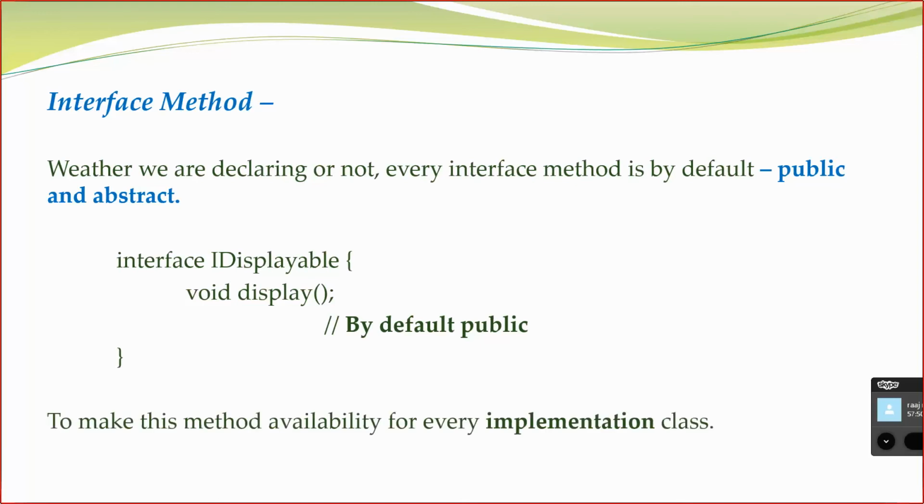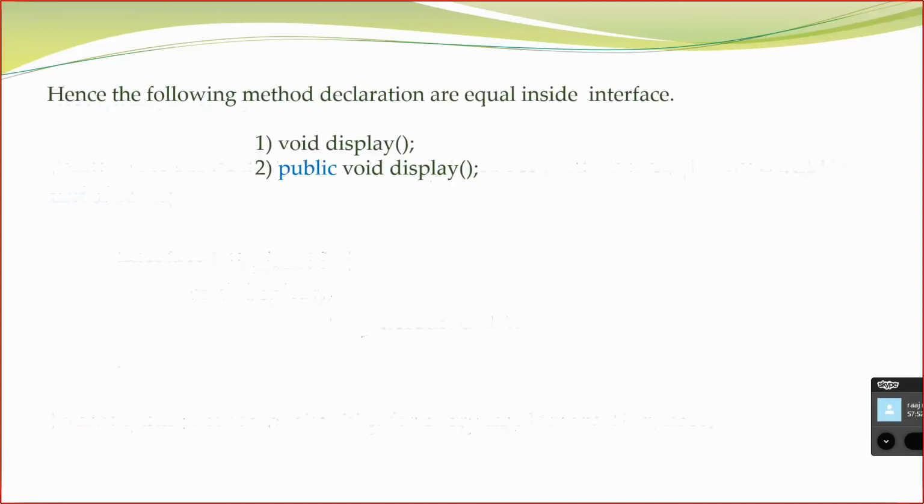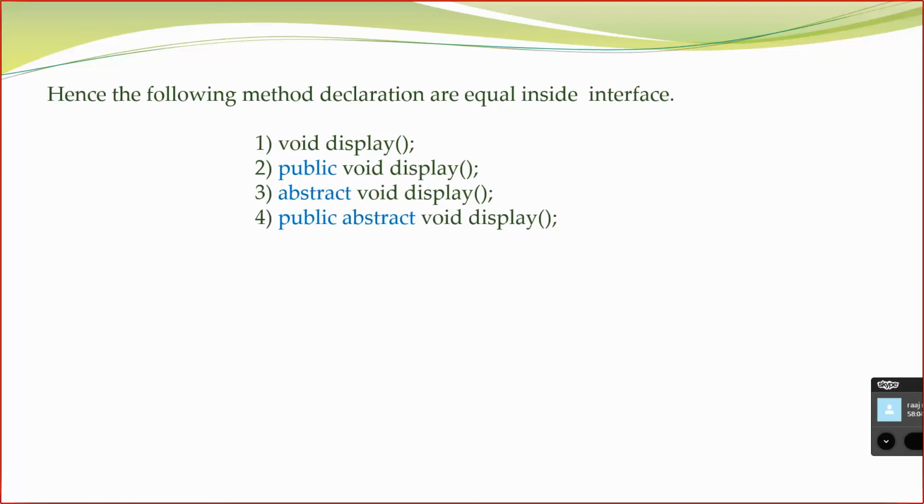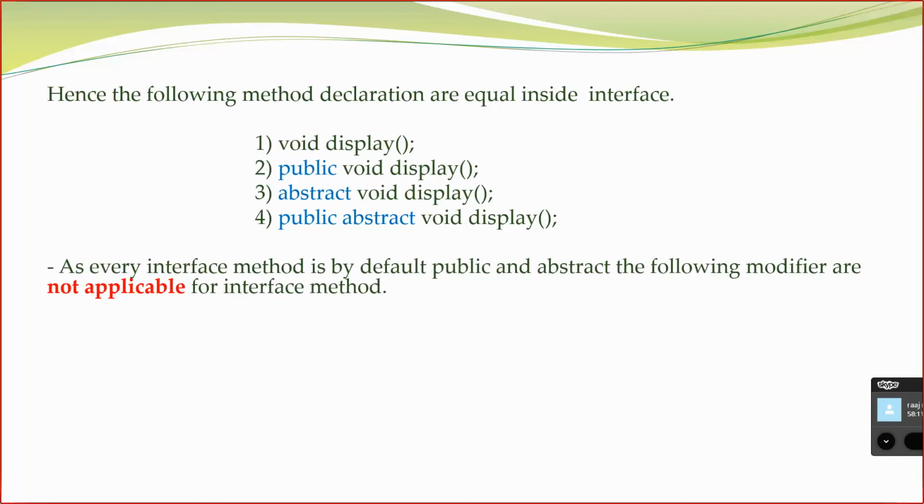So let's see what combinations we have. Suppose this is public, so I can write it this way. If I write void display, by default it is public and abstract. Suppose I write public, it's public abstract void display, right? And likewise, public abstract too. These are all correct behavior. It will not take any modifier other than public and abstract.